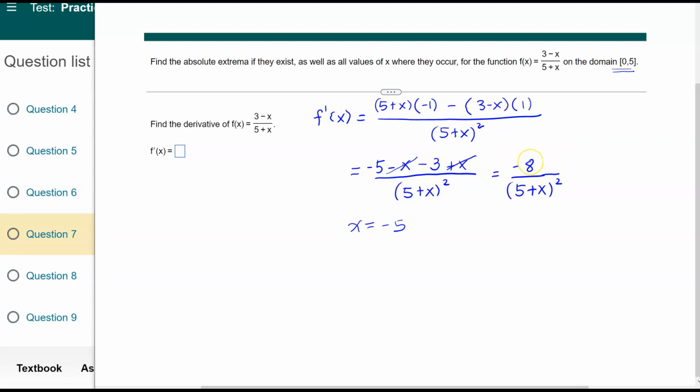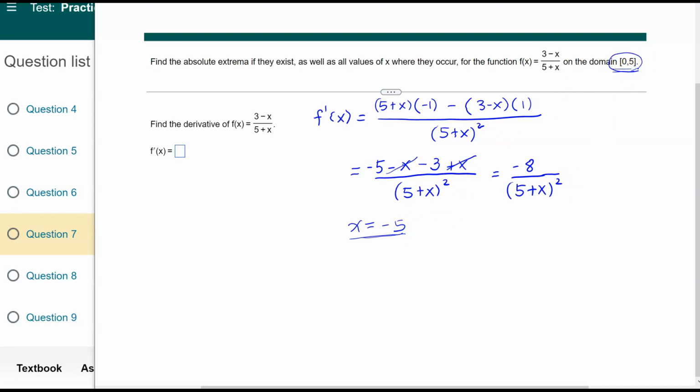Because that will only be 0 if the numerator is 0. Since it does not have any variable, that means the numerator is always equal to -8. So in other words, we only have this as our critical number. Now, if you look at this one, this is located outside of this interval here.